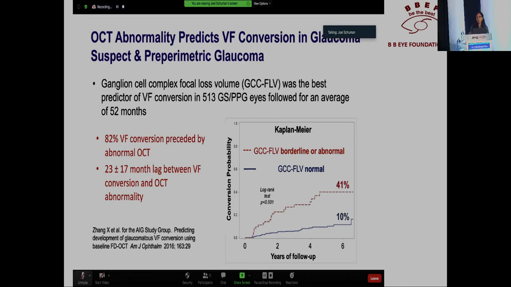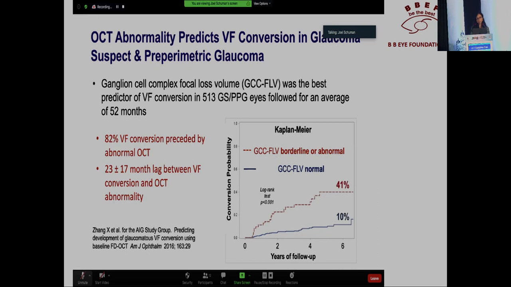So, this is basically a screenshot of Dr. Joel Showman's slide at the GSI webinar in 2020, where he said that OCT abnormality predicts visual function conversion in glaucoma suspect and preperimetric glaucoma. Ganglion cell complex focal loss volume was the best predictor of visual field conversion in 513 GSPG eyes, followed for an average of 52 months, in which 82% of visual field conversion was preceded by abnormal OCT, and there was a 23 plus minus 17 month lag between visual field conversion and OCT abnormality.